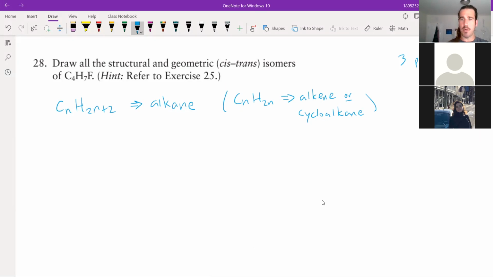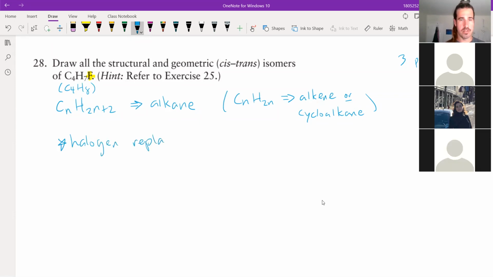There's one little caveat with that, which is when you have halogens, like fluorine, chlorine, bromine, they actually take the place of a hydrogen. So that F there means that this formula is really like C4H8. It's basically halogen replaces hydrogen. Does that make sense? Let me know if that's unclear.